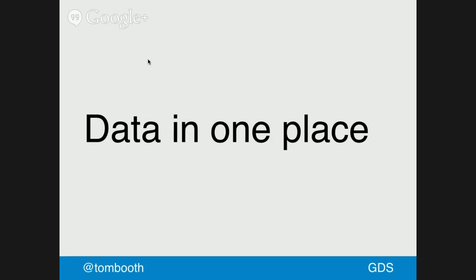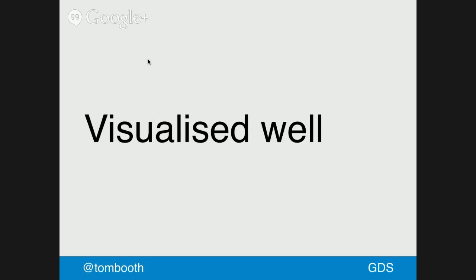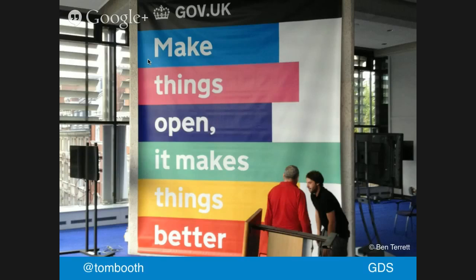Once we have all this data, we then need to visualize it. We turn this raw data into something that is meaningful, into information, something which you can see changes, you can see problems, and you can address them. And lastly, which is very important to us, is we want to make it open. All of the data we publish is open, and we're determined to keep it that way. Sometimes that's a hard battle for us.